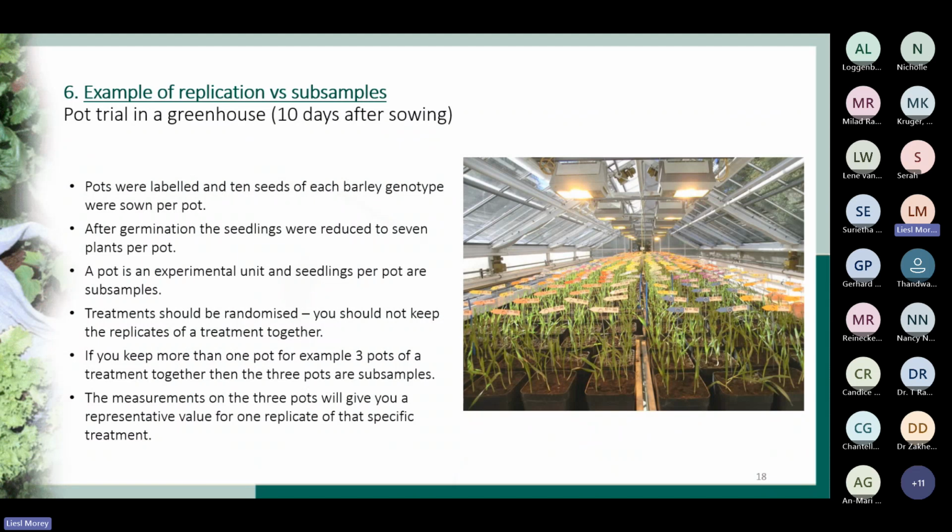So treatment should be randomized. You can't have more than one pot of a treatment that you keep together unless those pots that you keep together make your experimental unit. If you keep 3 pots of a treatment together, then those 3 pots are subsamples, and the measurements on the 3 pots will give you a representative value for one replicate of that specific treatment. Somewhere else, you will have another 3 pots of that same treatment, which will be your second replicate.